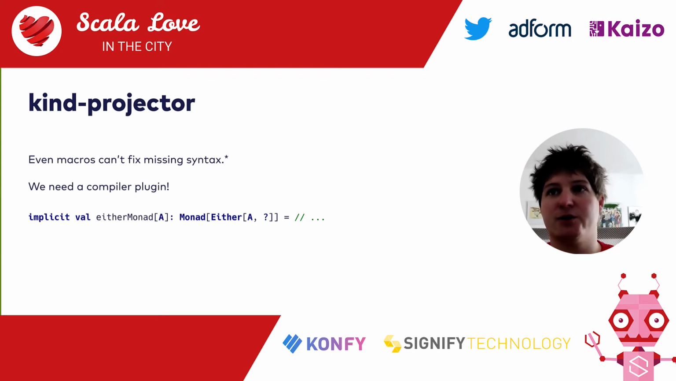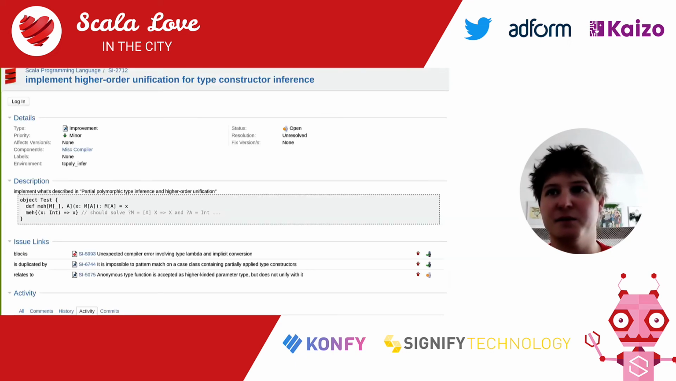But then there was another issue. And this is the magical SI-2712 issue. If you want to send a Scala programmer who's been around for maybe 10 years shivering in cold sweat, just say SI-2712. I think it's the most infamous Scala ticket ever written. And why is it like that?